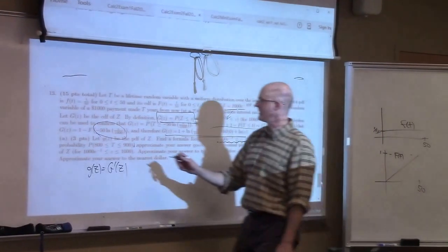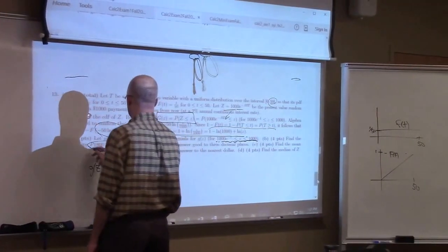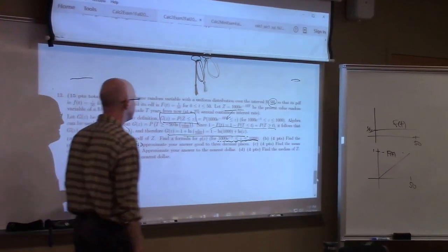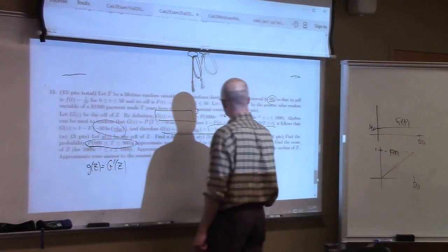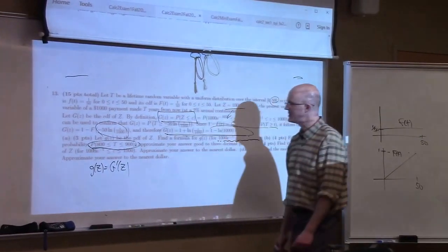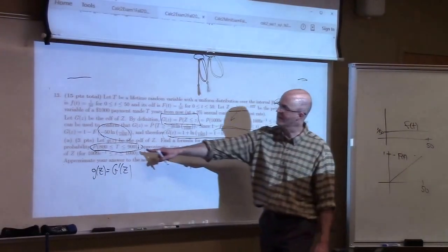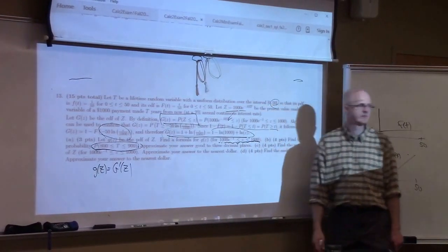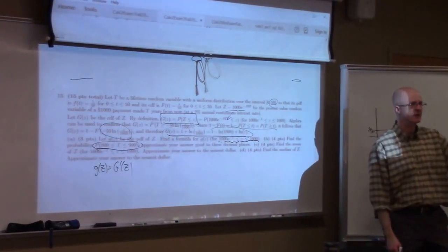To find this probability in part B, actually you don't need to use what you did in part A. You just use this formula. Calculate capital G of 900 minus capital G of 800. Done. Variance will involve a logarithm, then you can approximate it.